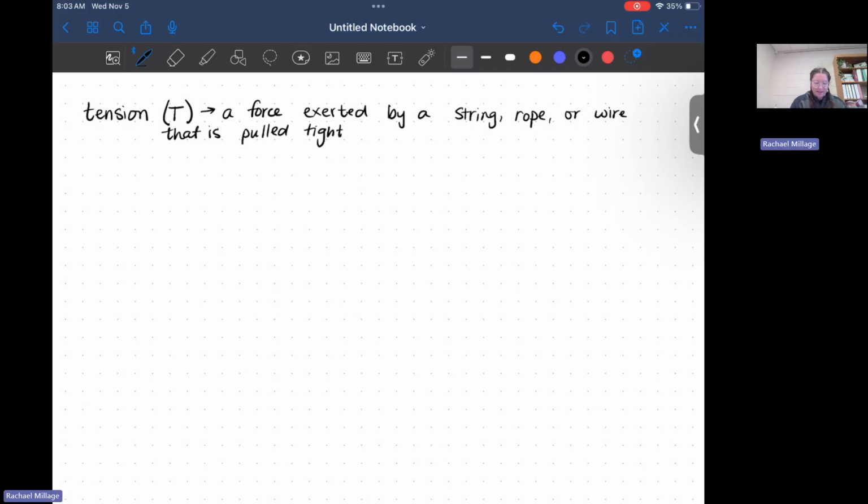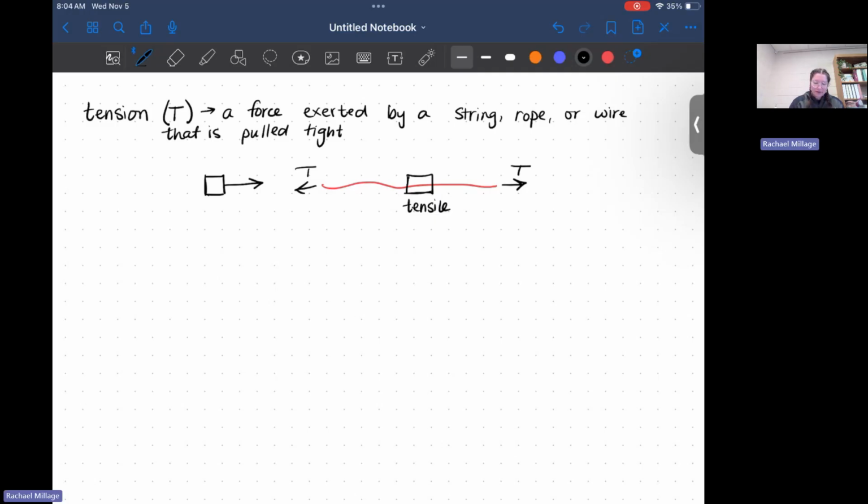Tension essentially is when you are pulling on an object. So if this is my object and I'm pulling on it this way with a string or a rope or a wire, there's tension. Similarly, if I have a rope and it's being pulled on both sides, there's tension occurring. And this rope is tensile. A tensile force is tension.